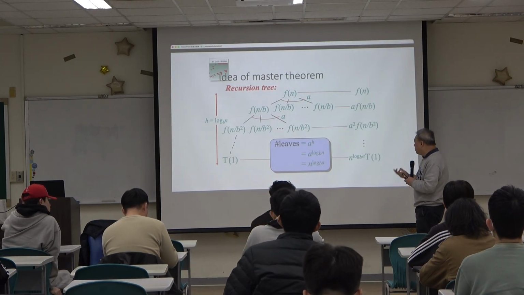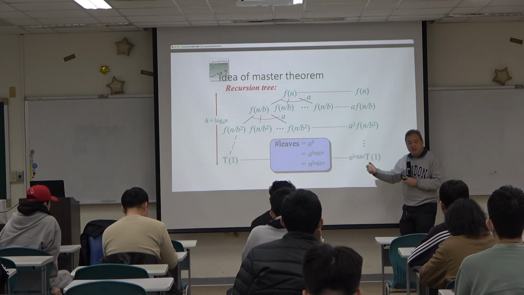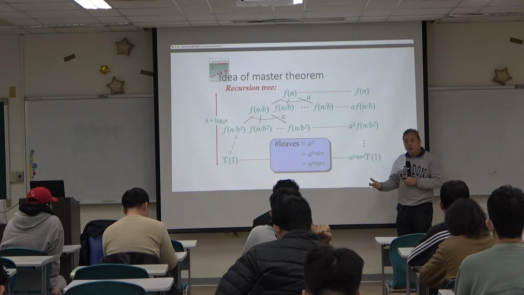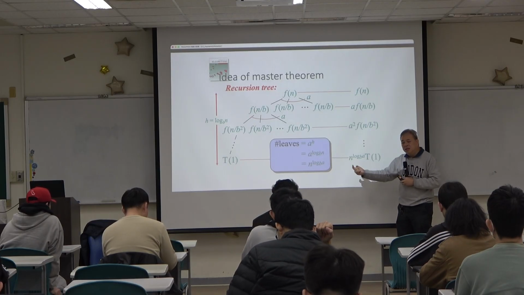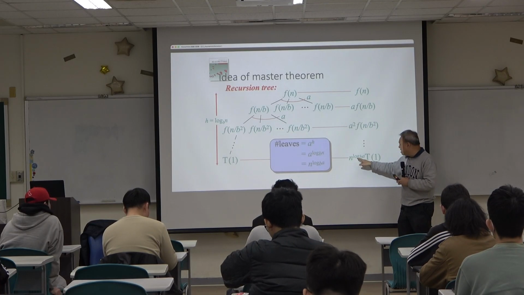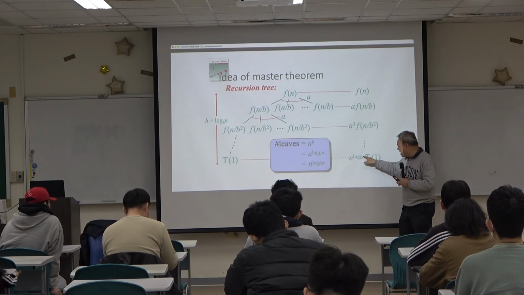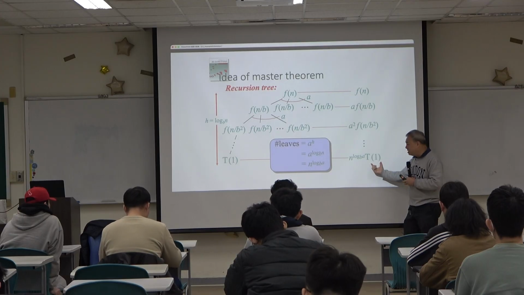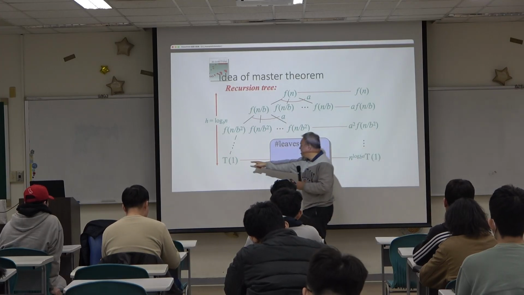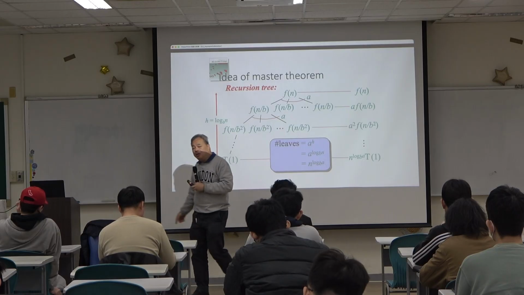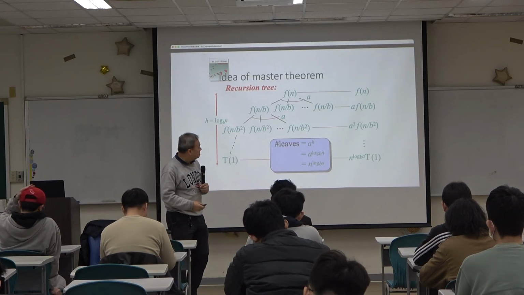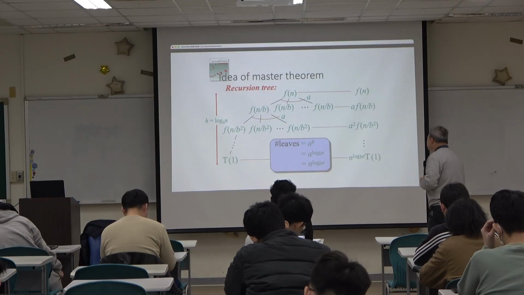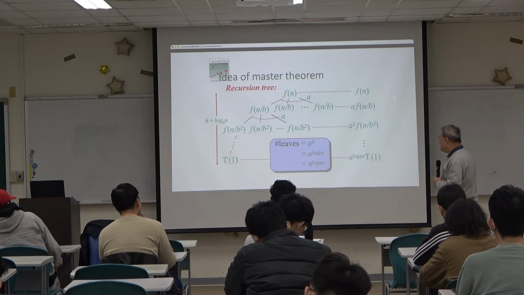Or put it another way, if you count the cost for the leaf nodes in total, it's going to be n to the power of log base b of a times T of 1, right? Then this T of 1 comes from each leaf node.